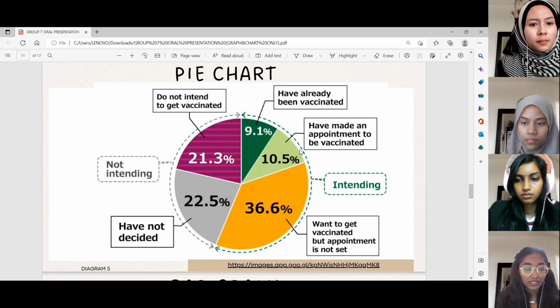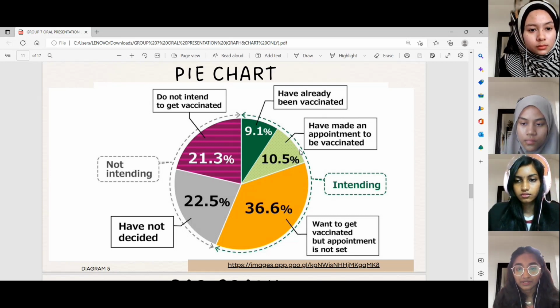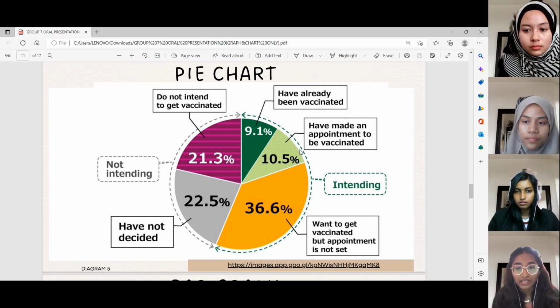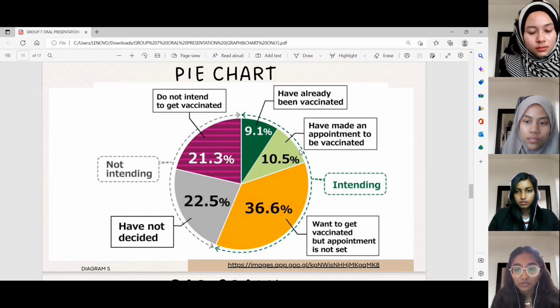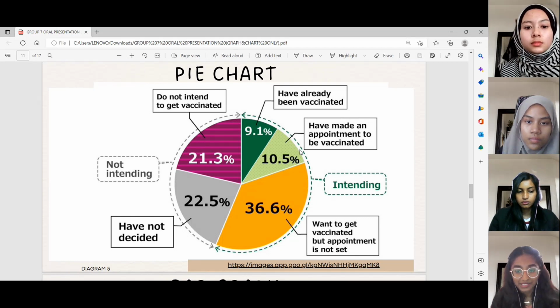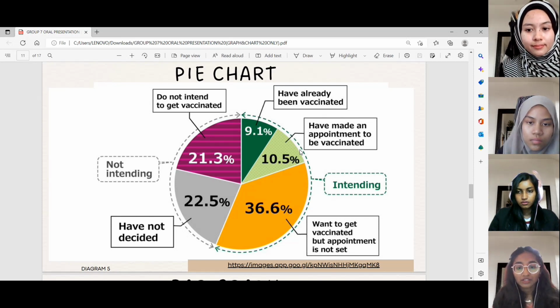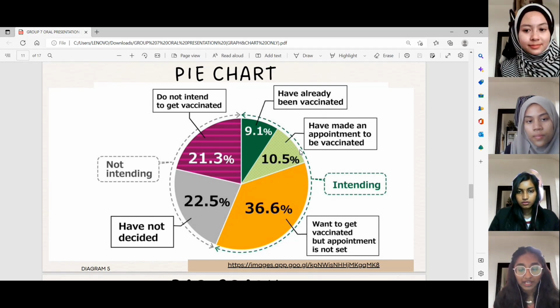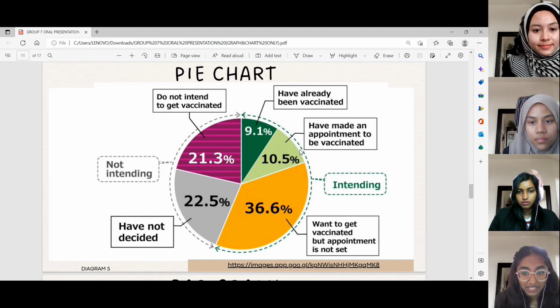Before I go into detail, let us go through the pie chart once. From the survey, we can know that those who have already been vaccinated is around 9.1%. Those who have made an appointment to be vaccinated is 10.5%. Those who want to get vaccinated but the appointment is not set is 36.6%. Those who have not decided to get their vaccine is 22.5%. And those who do not intend to get vaccinated is 21.3%.